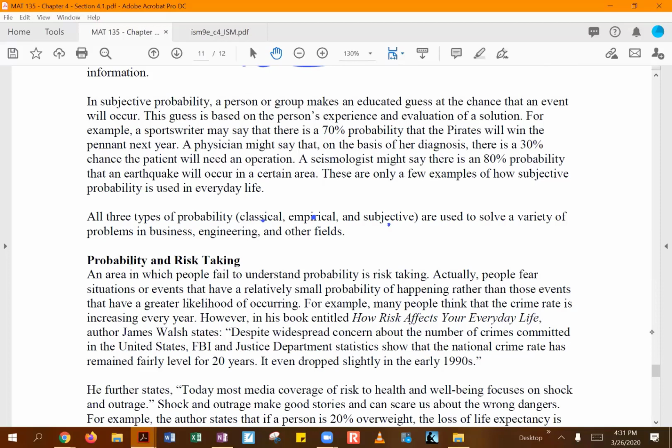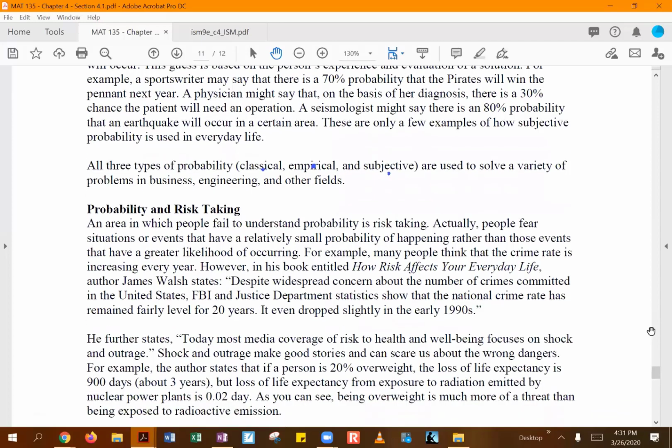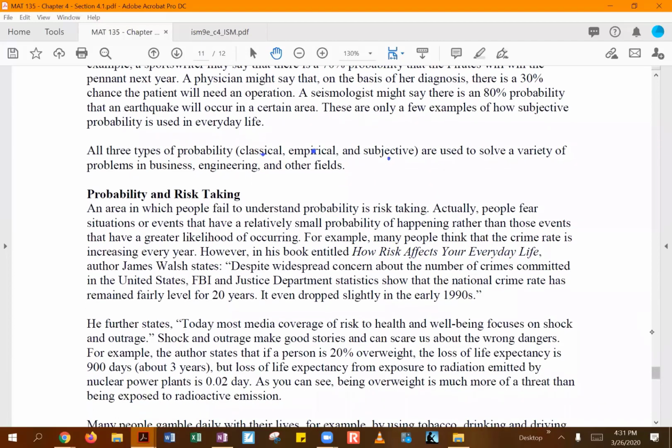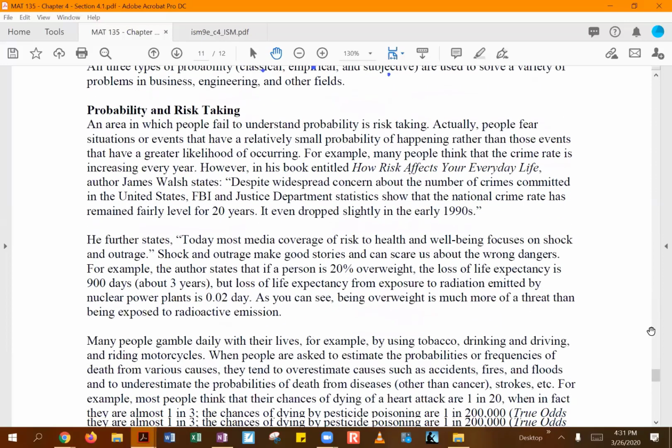So this will be something that you will need to distinguish between: what kind of probability is being used and which one we are looking at. And then, of course, you can use this idea of probability to solve problems like they're saying here in business, engineering, of course sports, weather forecasting. I mean, there's a lot of different places where probability is being used. And as we move forward in this chapter, you'll definitely see more of that.